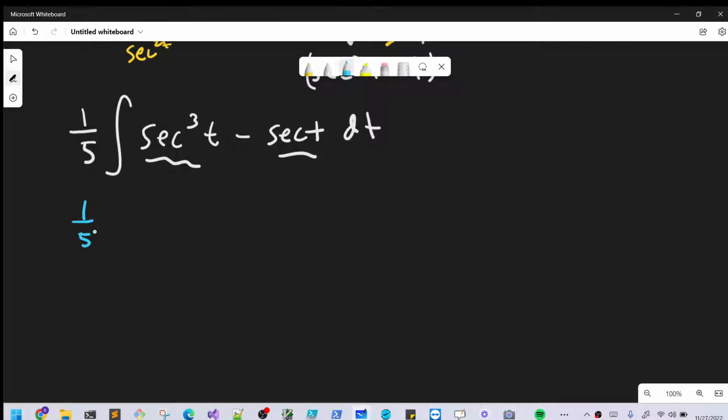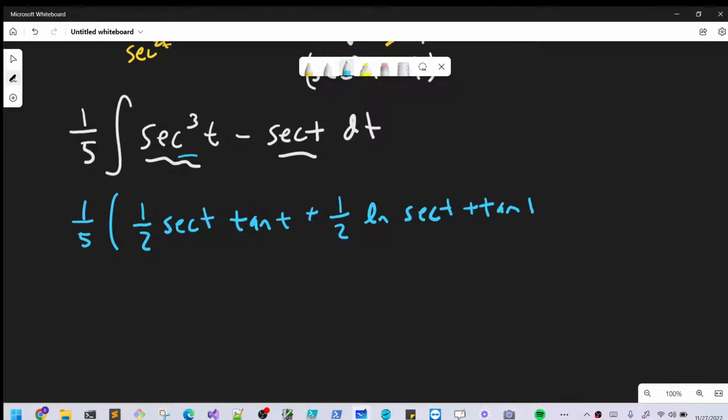We're going to have 1 over 5. The integral of secant cubed t is going to be 1/2 secant t tan t plus 1/2 ln absolute value of secant t plus tan t. That's interesting because this is very similar to what we have for our secant t, which is going to be minus ln of the same thing, secant t plus tan t.